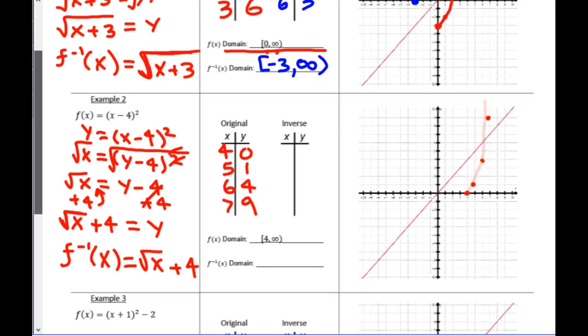And you know how to get the new table? Flip X and Y, plot the new points.